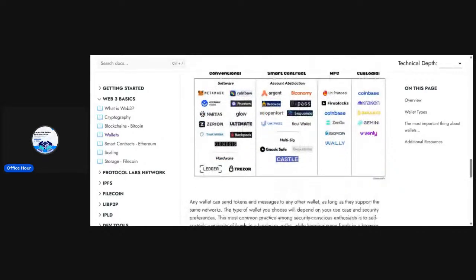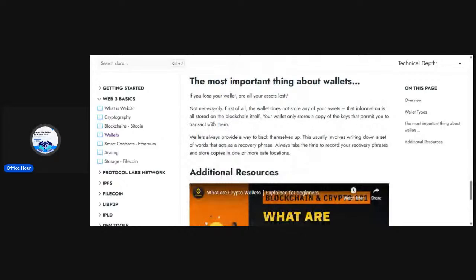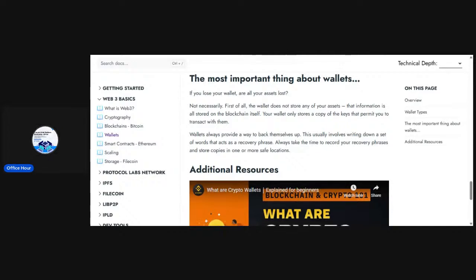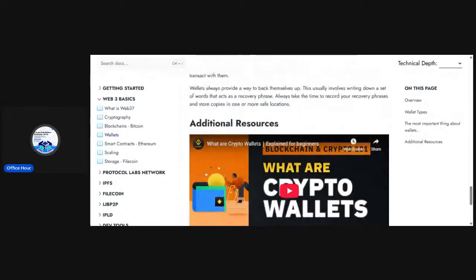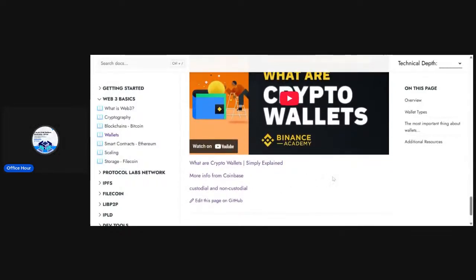The most important thing about a wallet: if you lose your wallet, are all your assets lost? Not necessarily. First of all, the wallet does not store any of your assets. That information is all stored on the blockchain itself. Your wallet only stores a copy of the keys that permit you to transact with them. Wallets always provide a way to back themselves up. This usually involves writing down a set of words that act as a recovery phrase. Always take the time to record your recovery phrase or store copies in one or more safe locations. Look at these videos to learn more about the crypto wallet.